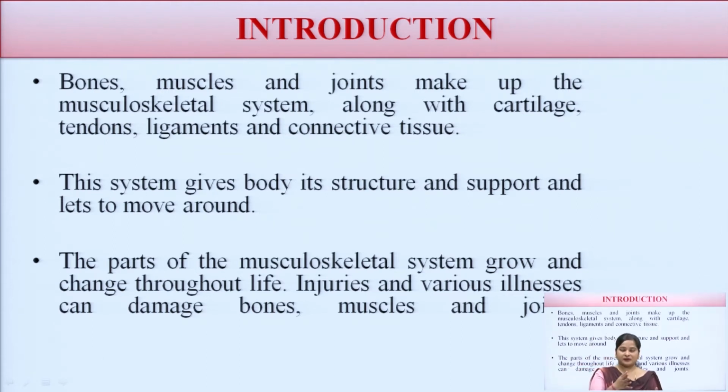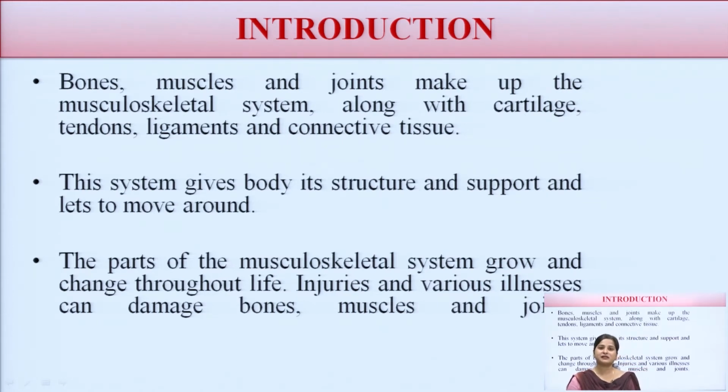This musculoskeletal system consists of many types of cartilages like hyaline cartilage and costal cartilage, ligaments, tendons and other kinds of connective tissue which help to form the musculoskeletal system. Parts of the musculoskeletal system change throughout life, and this process, the formation and the destruction of the bones, is continuous throughout the life, right.